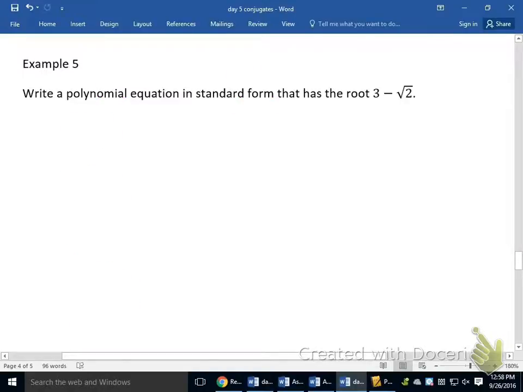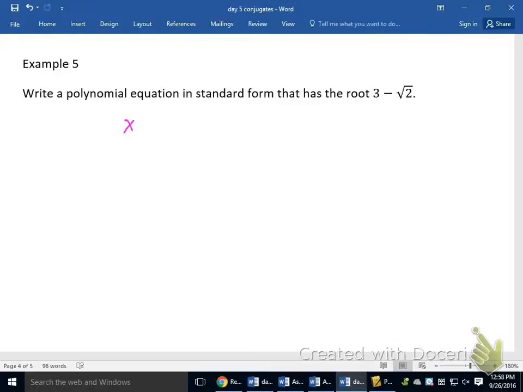Alright, this will look like a lot of fun. Write a polynomial equation in standard form that has the root 3 minus root 2. Well, if it has that root, 3 minus root 2, think back to the quadratic formula. It would have to have the root 3 plus root 2 as well. So this is going to be a quadratic since there are 2 roots.